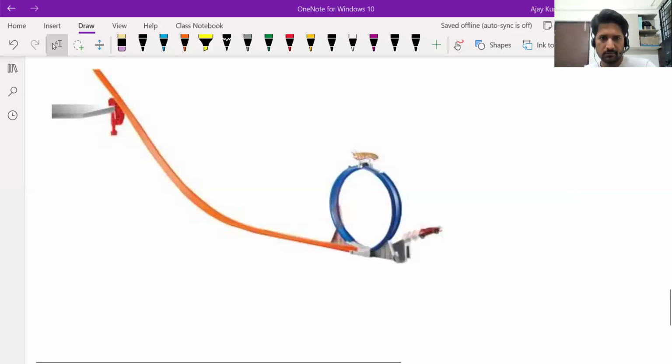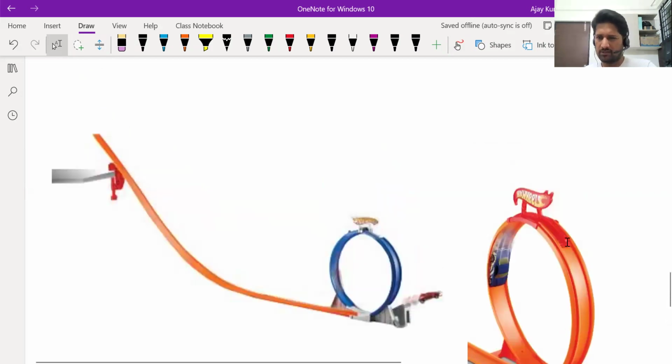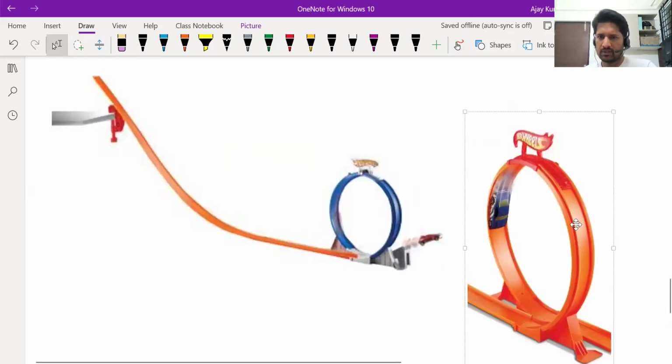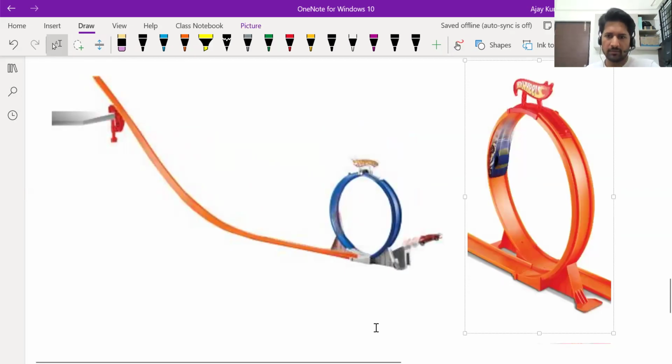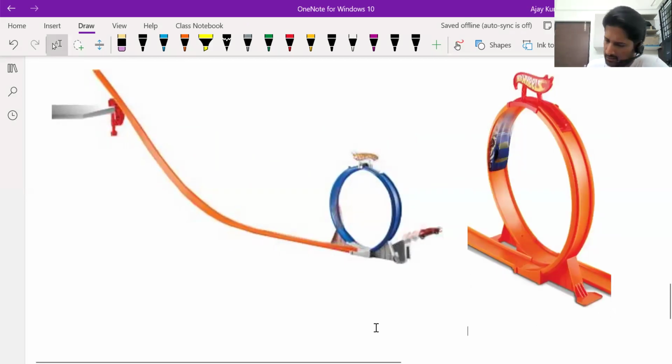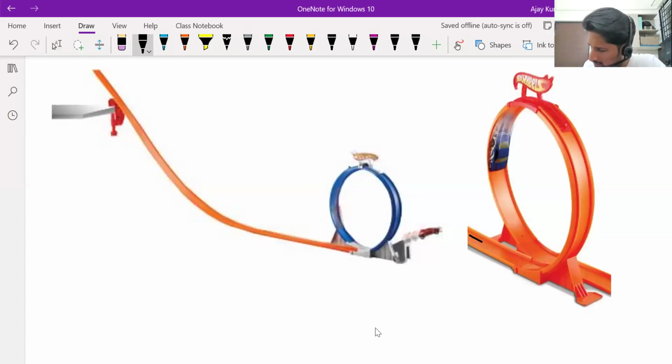So the hoop is somewhat like this, right? There it is in blue, here it is in orange. You can make out the difference. So basically, the toy car should enter into the hoop from here, move along the hoop, complete the vertical circle, and leave from here.